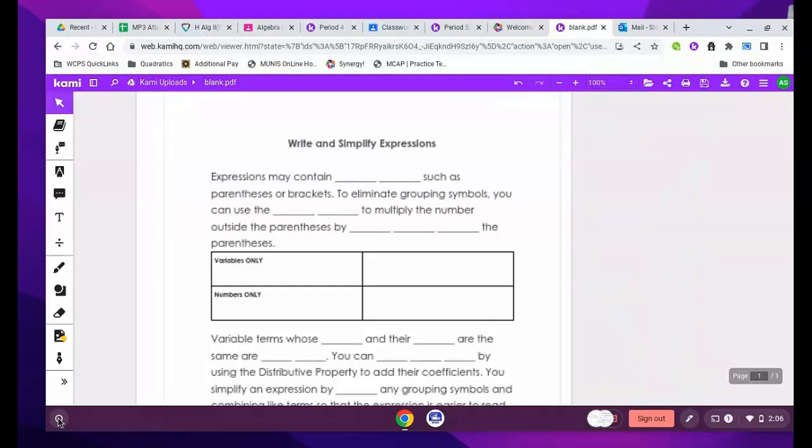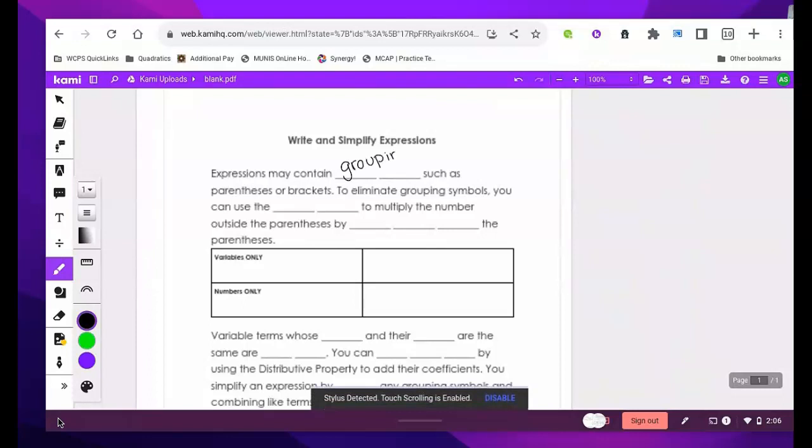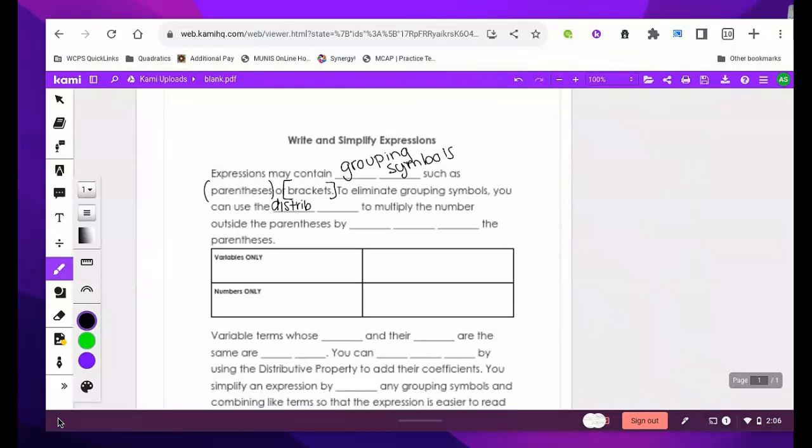Expressions may contain grouping symbols such as parentheses or brackets. So parentheses are more round, brackets are more squared. To eliminate grouping symbols, you can use the distributive property. So multiply the number outside the parentheses by the terms on the inside of the parentheses.